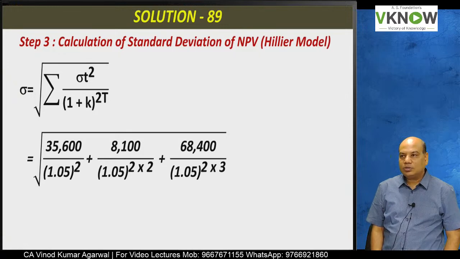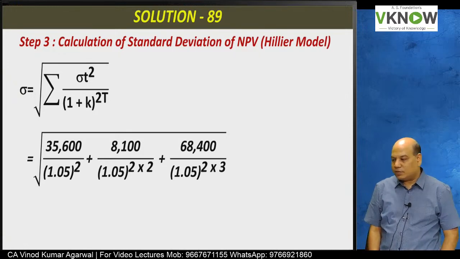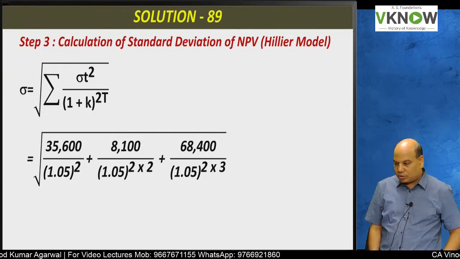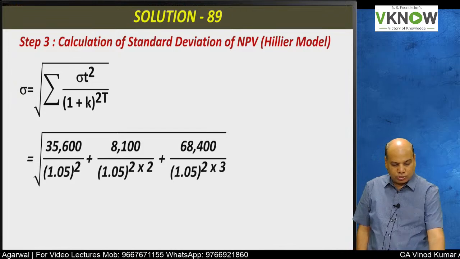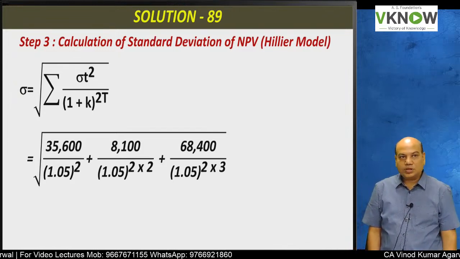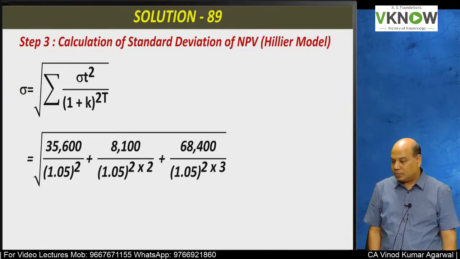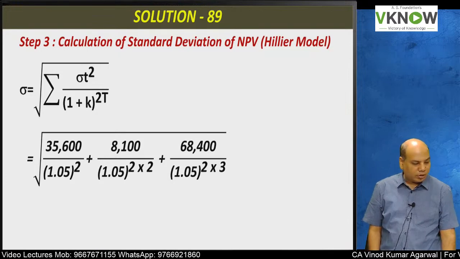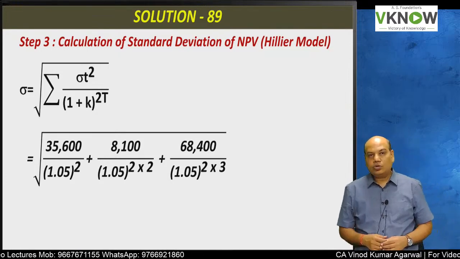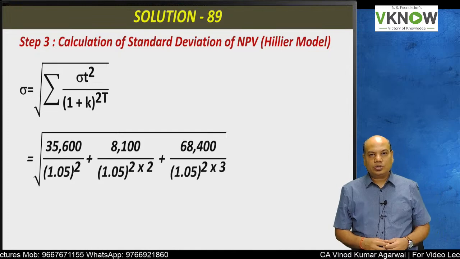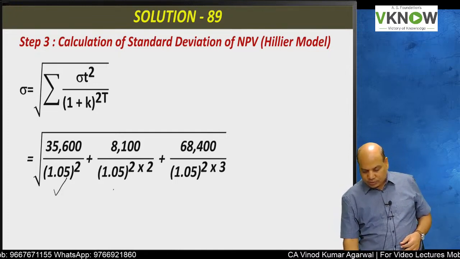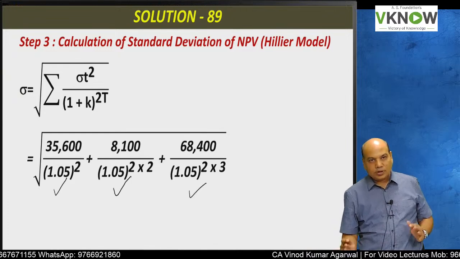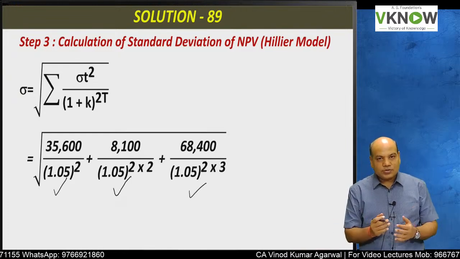35,600 upon 1.05 square, plus 8,100 upon 1.05 to the power 2 into 2, plus 68,400 upon 1.05 to the power 2 into 3. You have to compute each of them first. Take total, take square root.